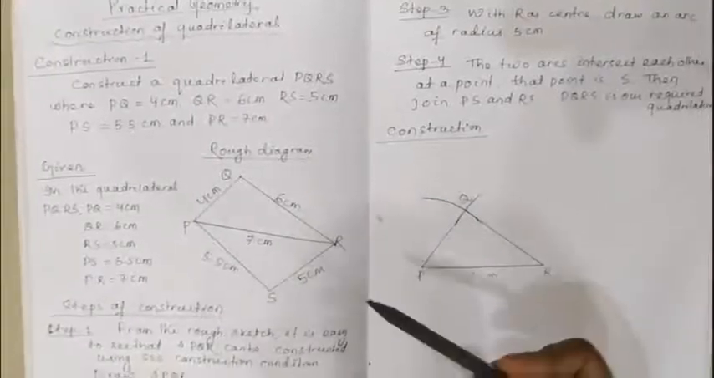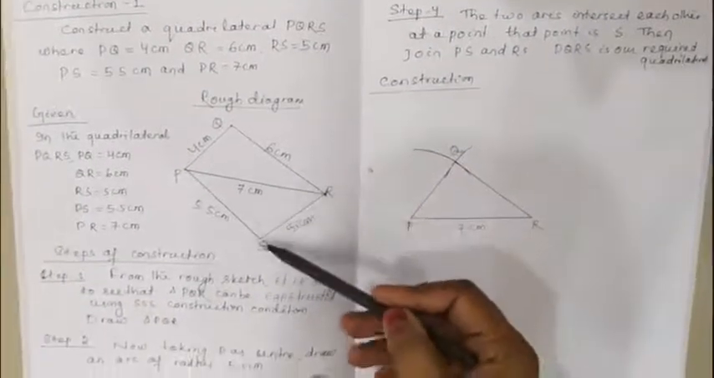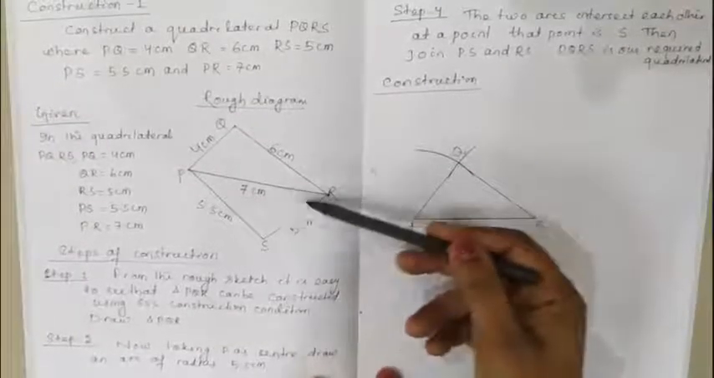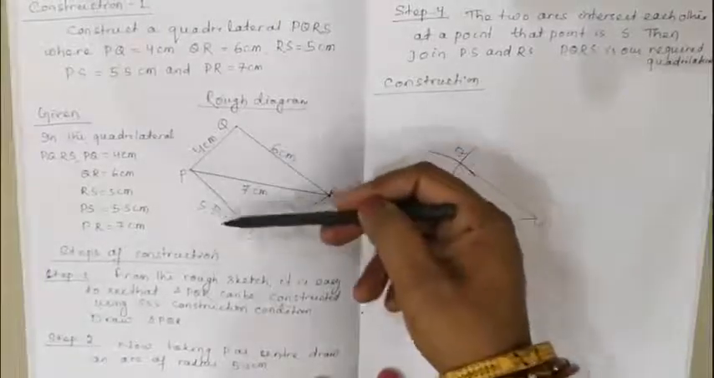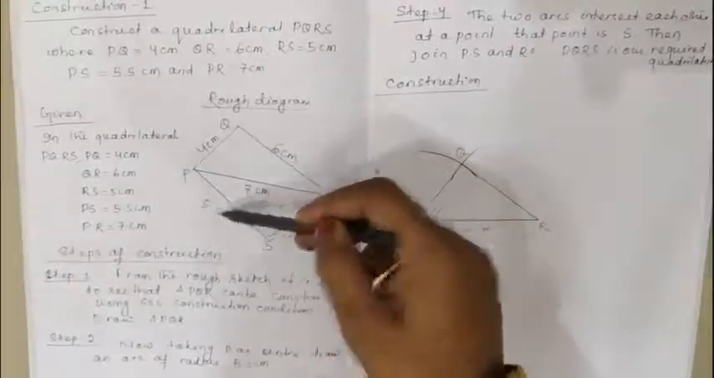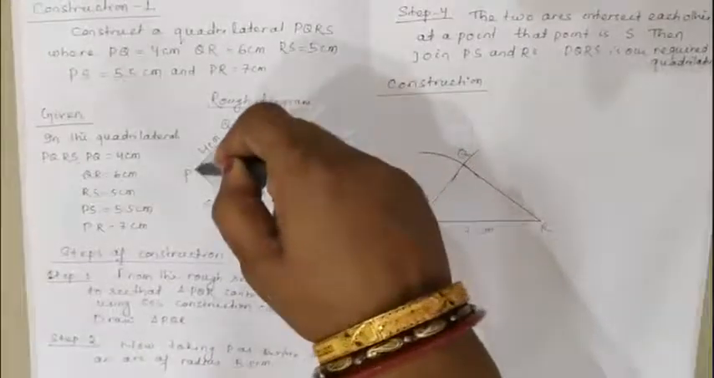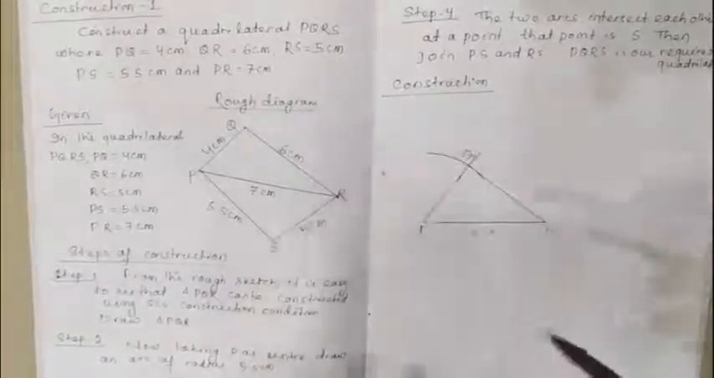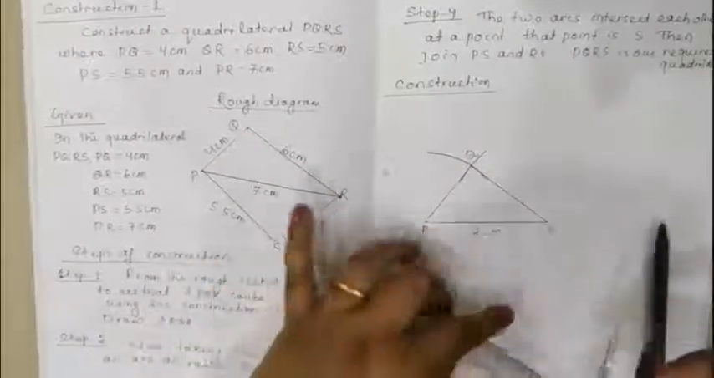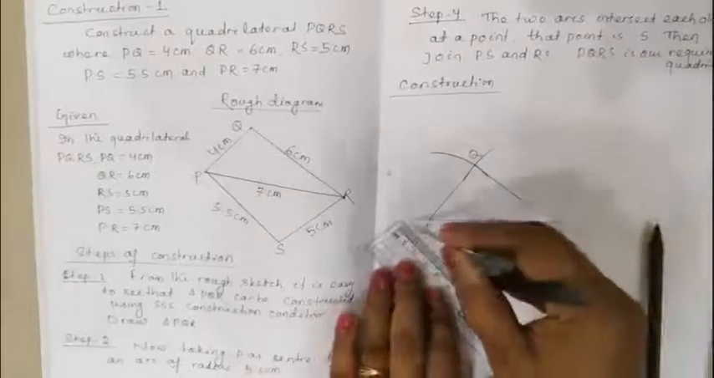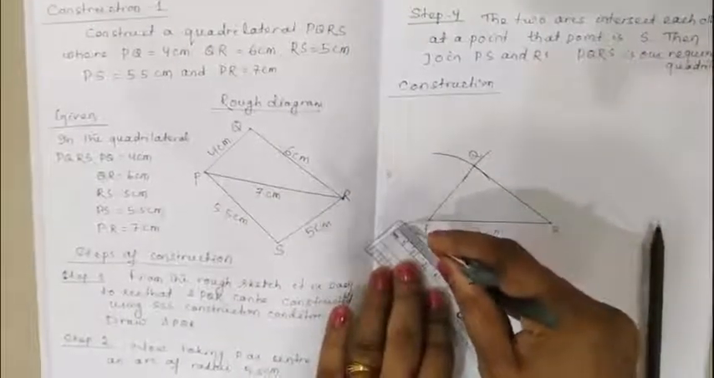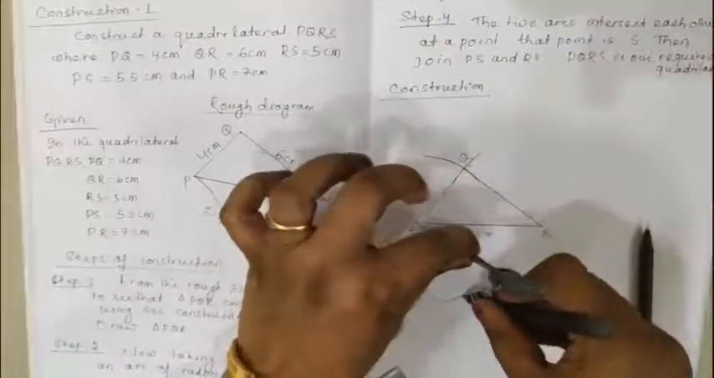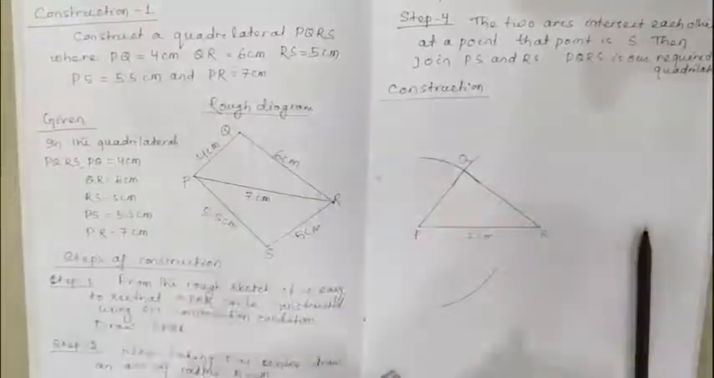Second step is S. Look at the rough sketch. S is on the opposite side of PR. So here PS is 5.5 centimeter. So now you will take P as center and 5.5 centimeter as radius. Draw an arc. So taking P as center and 5.5 centimeter as radius, draw an arc.